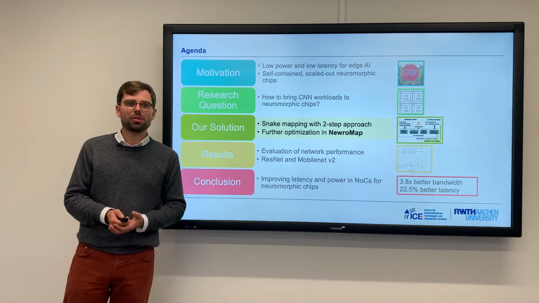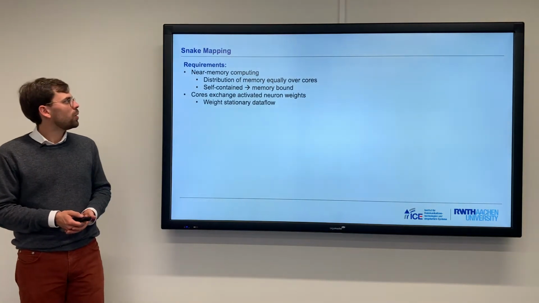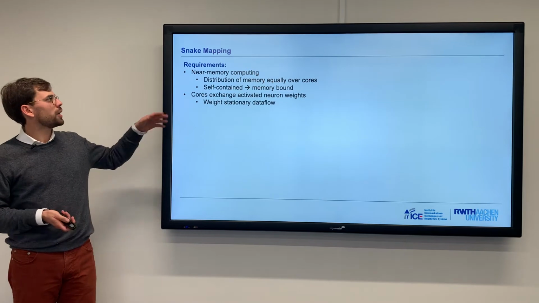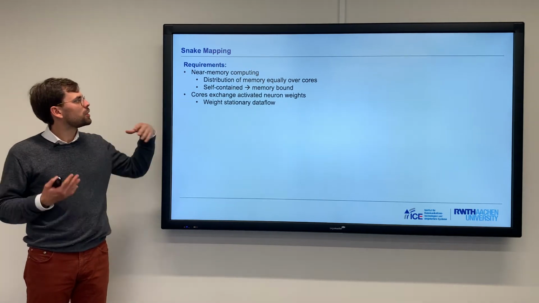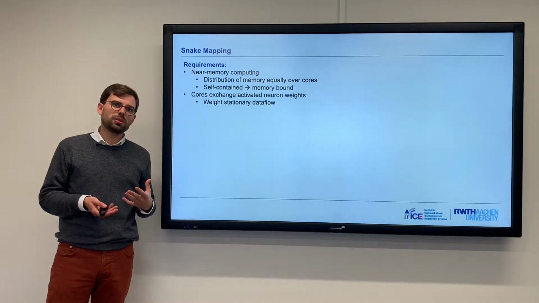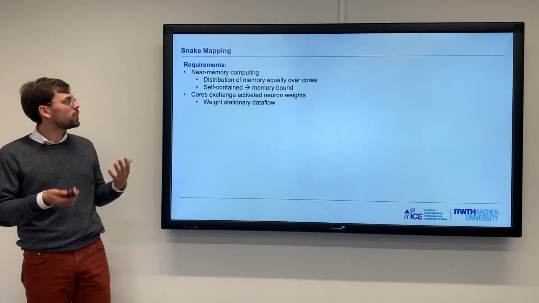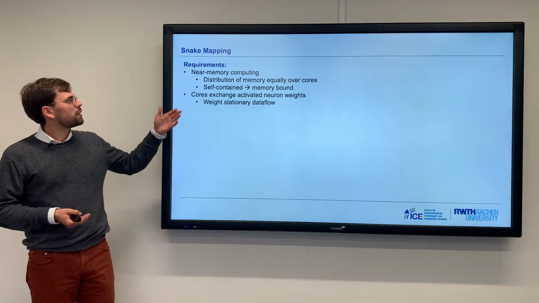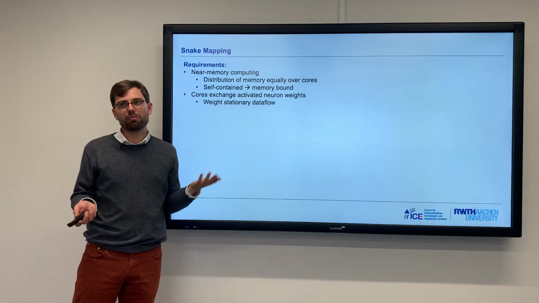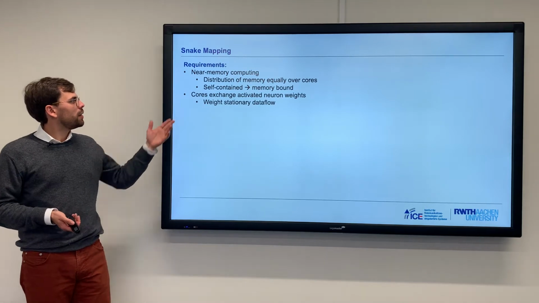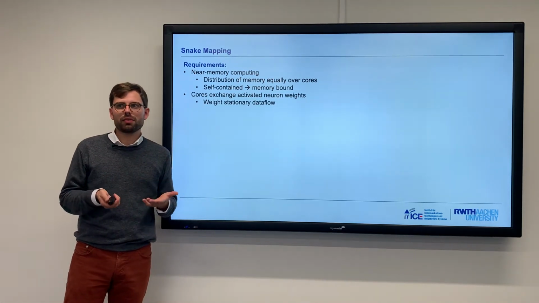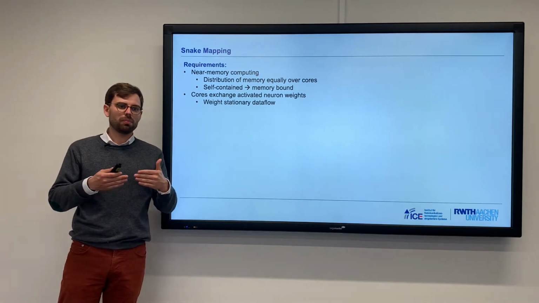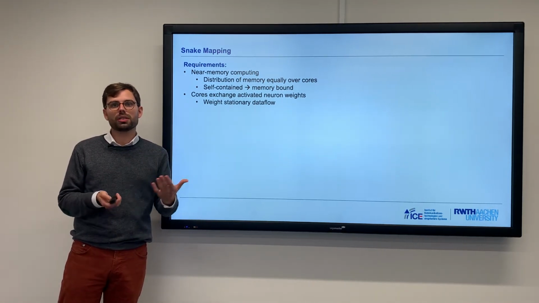Okay, so let's first go into our solution. What I already said are the requirements of the two conventional architectures in this domain, but I would like to reiterate them. So we do this near memory computing, so we need to distribute the load over all cores equally. And we also have memory that in the architecture is equally distributed. And since it's self-contained, we are bound by the amount of memory that we actually have available. And then the cores usually only exchange the activated neuron weights. So we have a weight stationary data flow that only commits part of the data, which goes then towards this idea of sparsity.